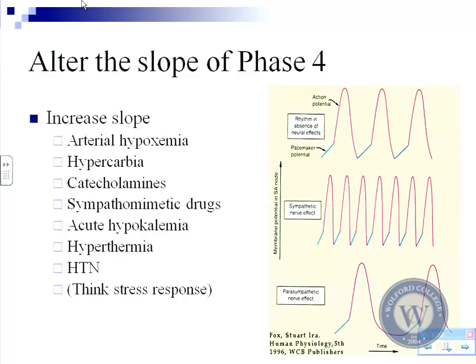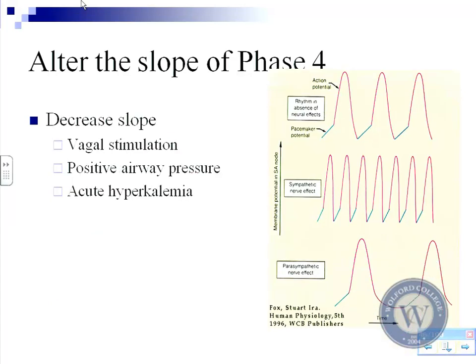Hypercarbia will also do this, as will catecholamines, sympathomimetic drugs, acute hypokalemia, which is usually from hyperventilation from fear, hyperthermia, and hypertension. Anything that basically causes a stress response will increase the phase 4 slope, so you tend to get more tachydysrhythmias. What's the most common arrhythmia that you encounter in the operating room? Sinus tachycardia. Sinus tachycardia is sympathetic overdischarge.